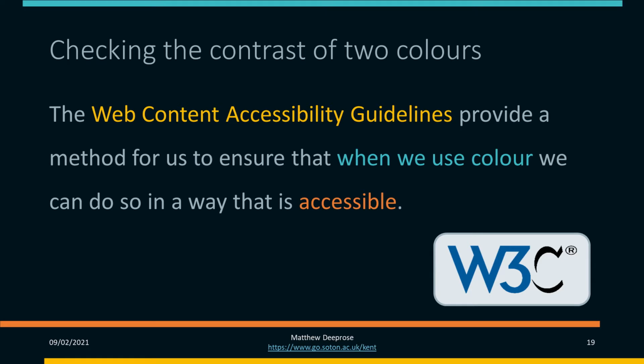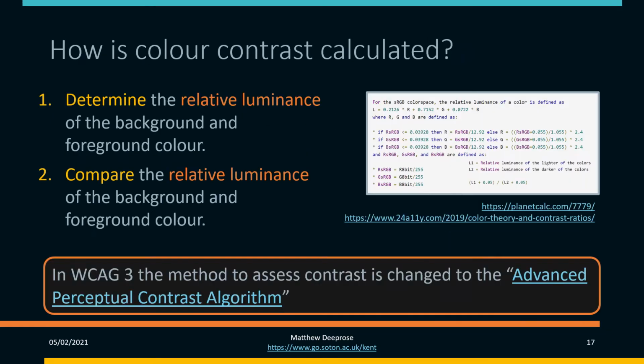Well, the Web Content Accessibility Guidelines have a method, and these guidelines are used by the EN 301549 standard, which is part of the public sector bodies accessibility regulations we've been hearing about already. And how we understand about the use of contrast is by determining and then comparing the relative luminance of 2 colours. This methodology is due to be superseded in the next generation of the accessibility guidelines, but for now, this is the current method that we use.